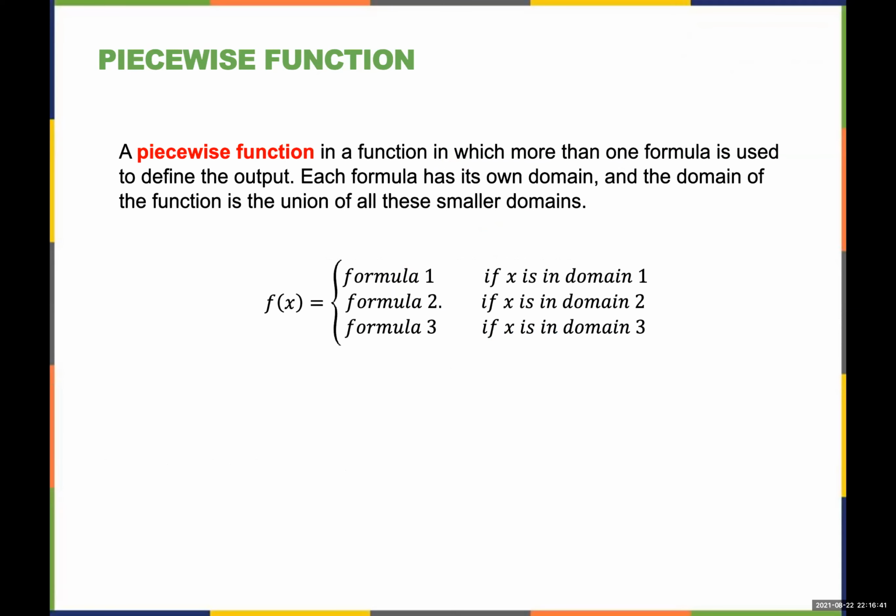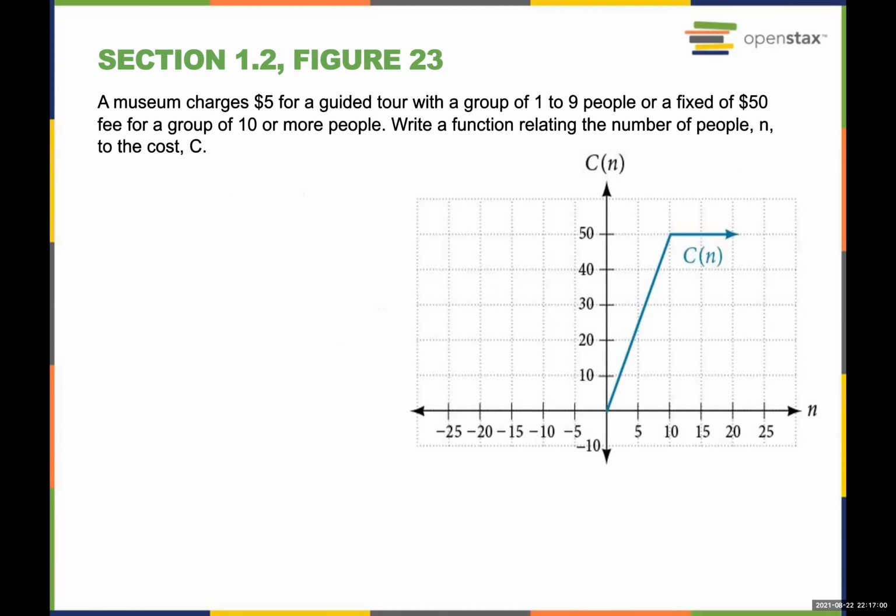The next part is the piecewise function. It is a function in which more than one formula is used to define the output. Each formula has its own domain, and the domain of the function is the union of all these smaller domains. Let's start with an example here.